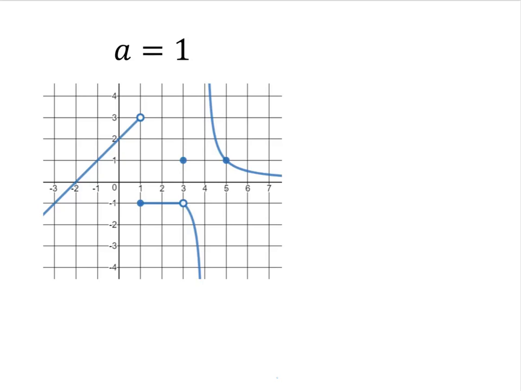Let's explore whether the function f of x is continuous when x equals a. In this case, x equals 1. Condition number 1, we must find f of 1. Looking at the graph, when x is 1, the y value plotted is -1.